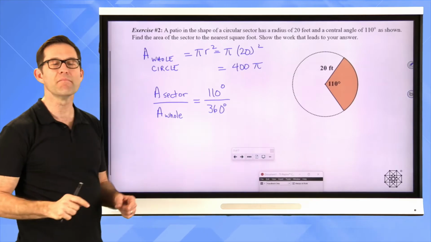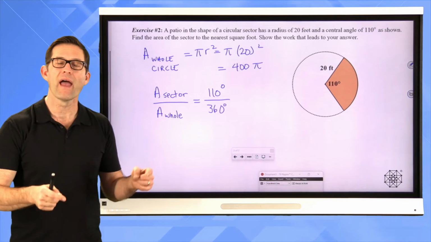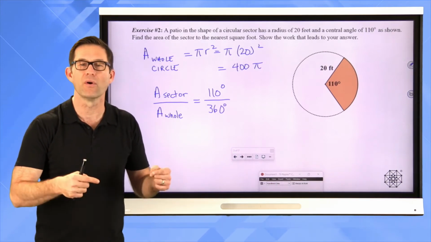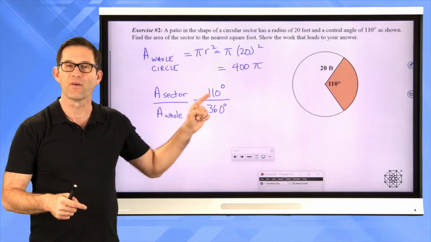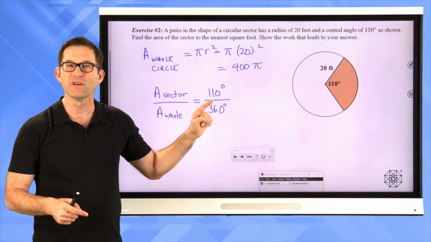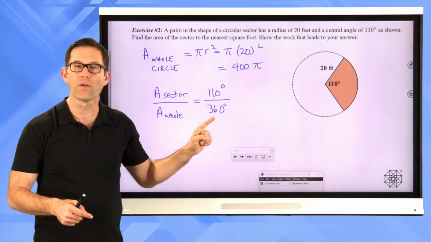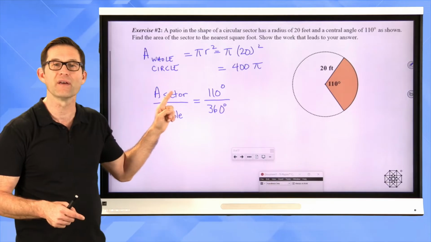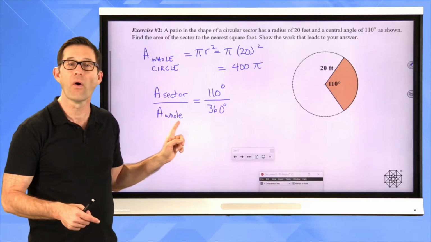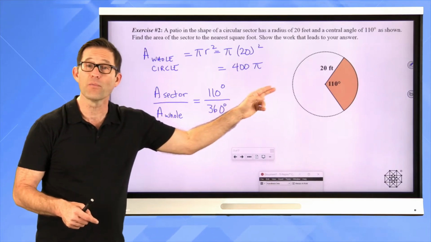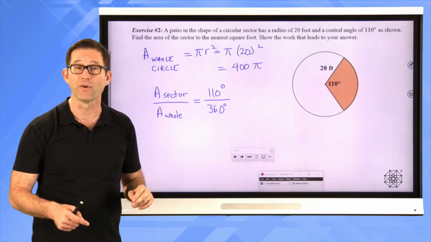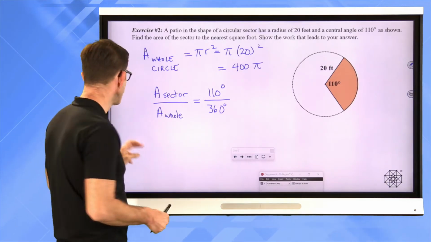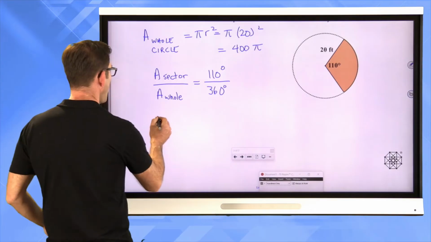All right, this is what it means to say that the area and the arc length are proportional to the central angle, right? So the fraction of the angle to the whole angle is going to be the same as the fraction of the area of the sector to the area of the whole, and if we needed the arc length, it would be the arc length divided by the circumference. Now we know the whole, right? The whole is 400 pi.